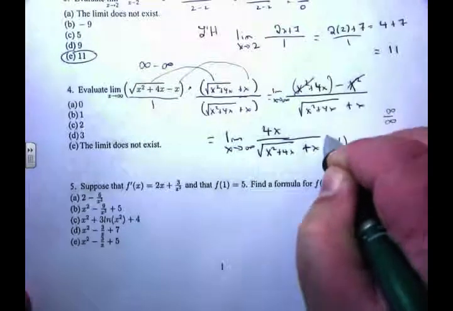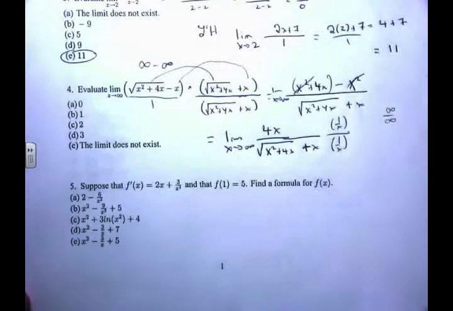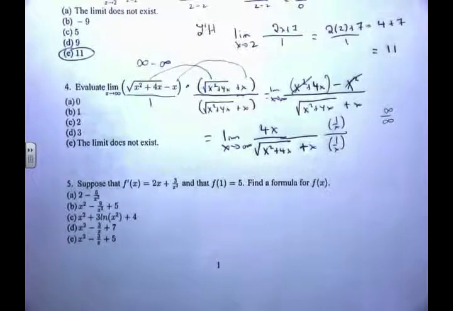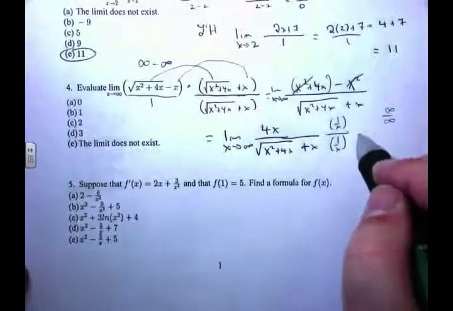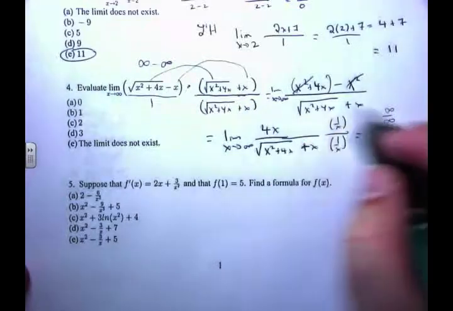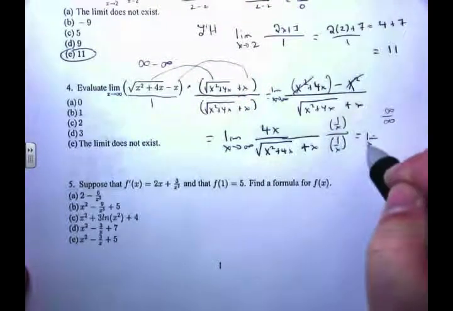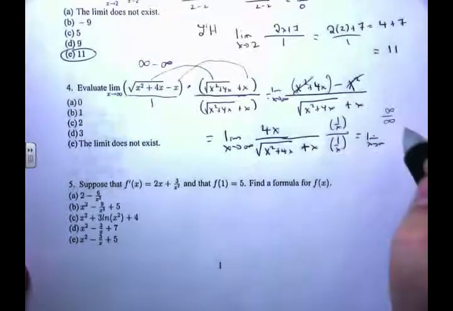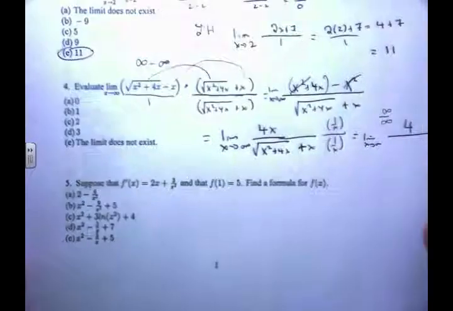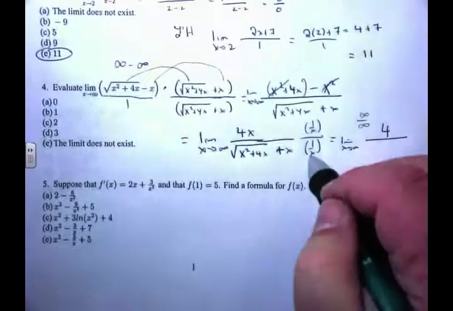So I'm going to multiply this by 1 over x here and 1 over x here. Now, this is what we did in chapter 1. I'll show you what we did in chapter 3 in just a second, and you decide which way you like better. Okay? So here we go. When I do this, I'm going to distribute. This will be the limit as x approaches infinity. 4x times 1 over x just makes it 4. Divided by, I'm going to distribute.